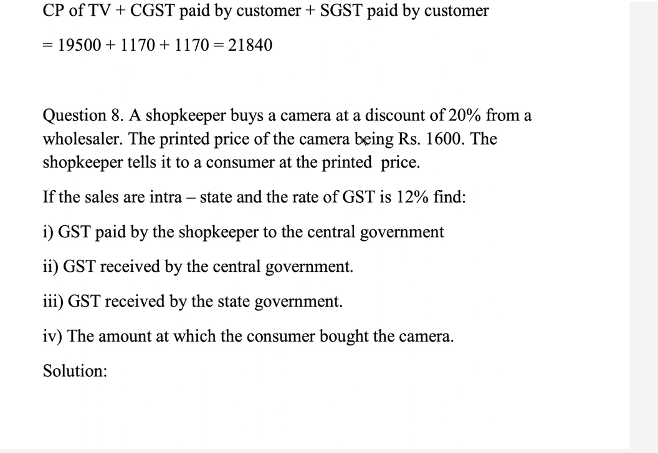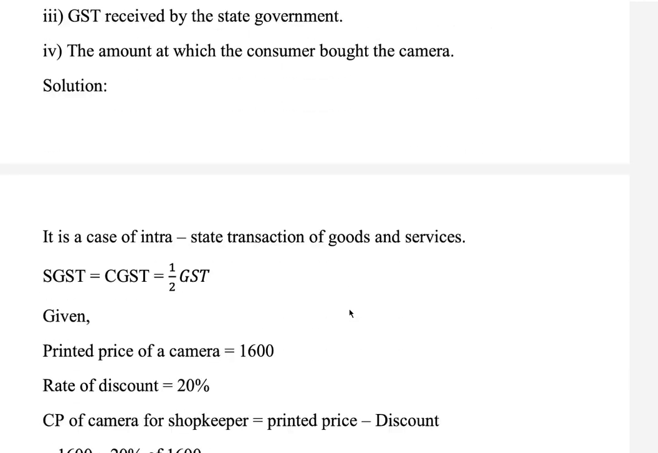Come to the next question. A shopkeeper buys a camera at a discount of 20% from the wholesaler. The printed price of the camera is rupees 1600. The shopkeeper sells it to a consumer at the printed price. If the sales are interstate, the rate of GST is 12%. Find the GST paid by the shopkeeper to the central government, the GST received by the central government, the GST received by the state government, and the amount at which the consumer bought the camera. So come to the solution part.